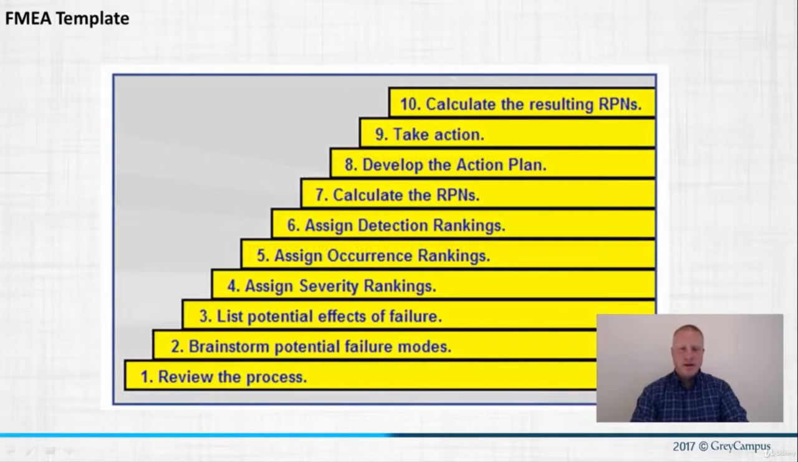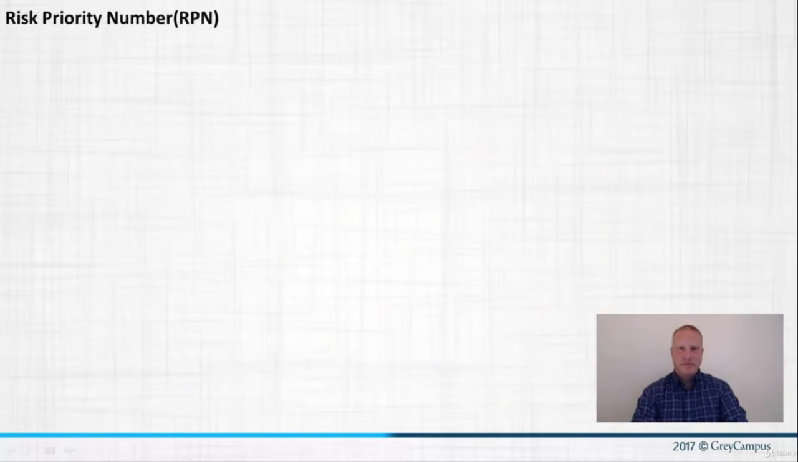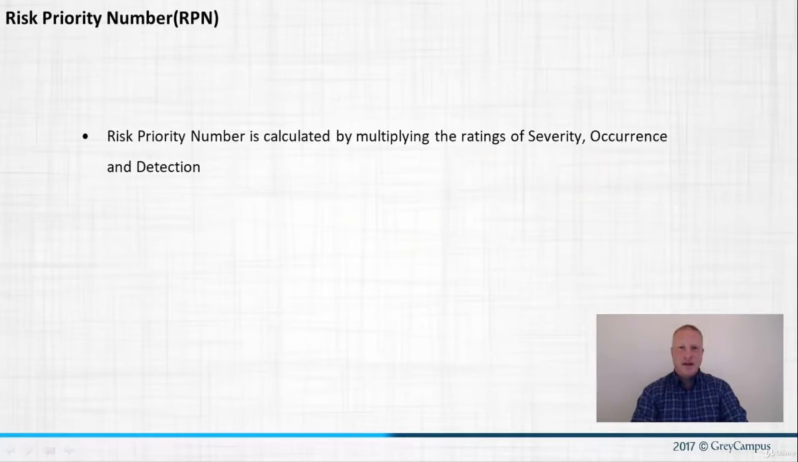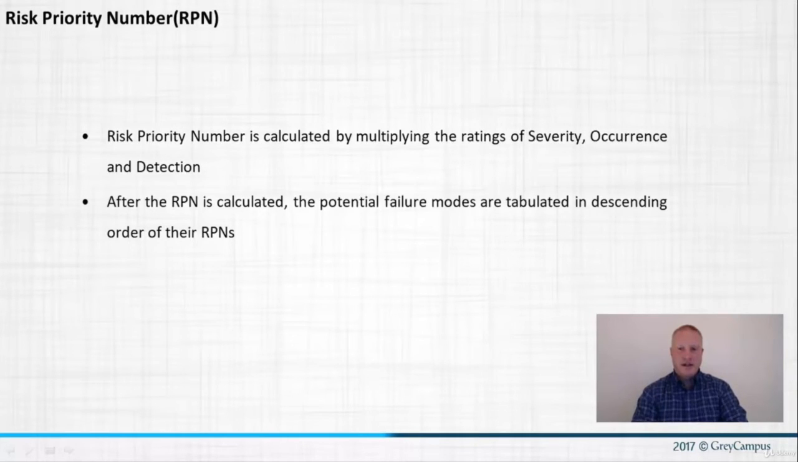You can see here there are 10 steps to FMEA. Again, it is a risk analysis tool. What we're doing is quantifying that risk using something called an RPN. The RPN is a risk priority number. You can see that in steps 7 and 10. The risk priority number is calculated by multiplying severity times occurrence times detection. The highest RPN you can have is 1,000, 10 times 10 times 10. The lowest RPN you can have is 1, 1 times 1 times 1.